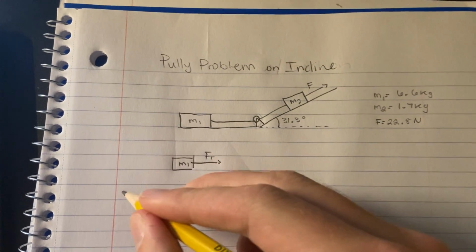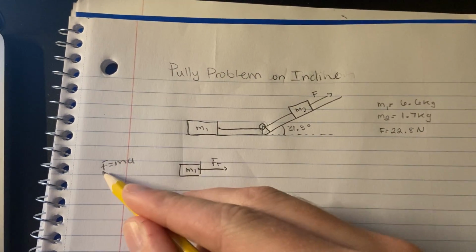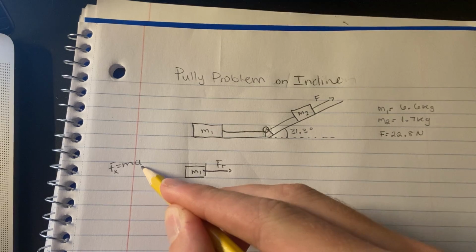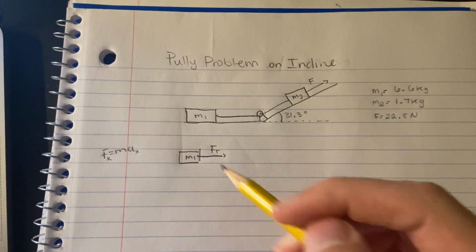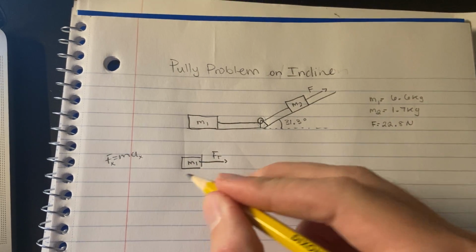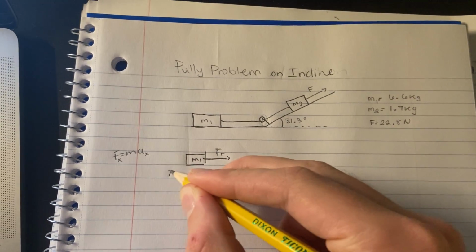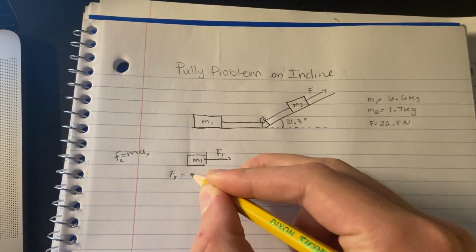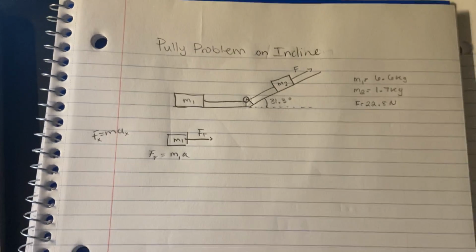And so we know that F equals ma. This is going to be Fx equals max, since it's in the x direction. So we're going to set Ft equal to m1a. And that's going to be important for later.